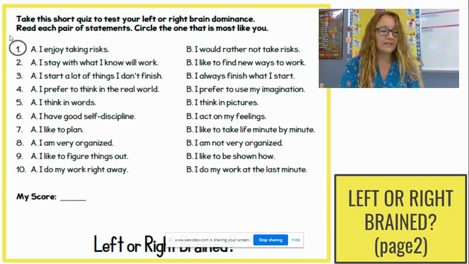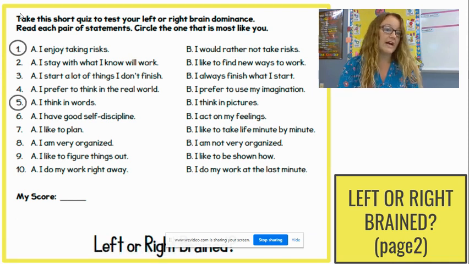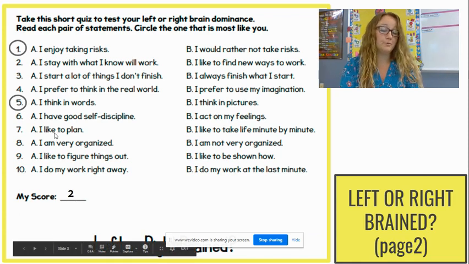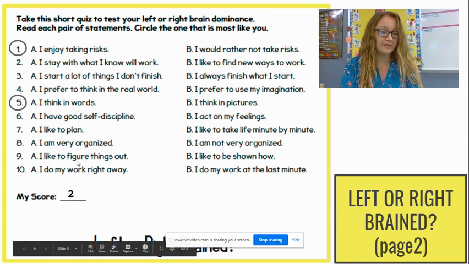All right, so now what I'd like you to do is look at your numbers 1 through 10. How many of these did you circle? So say I only had 1 and 5 circled, my score would be 2. So you're just adding 1 point for each circle. So count how many of these numbers you have circled and then write your score on this line.